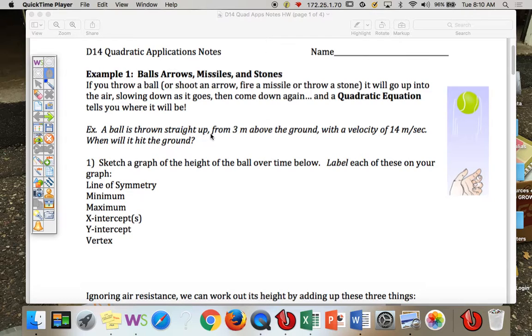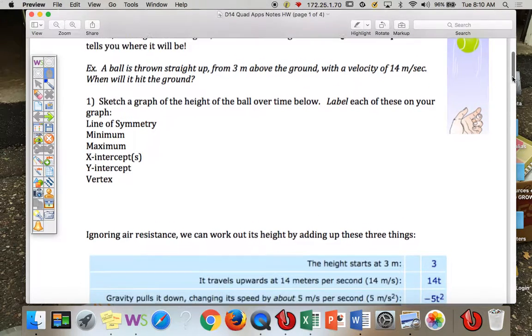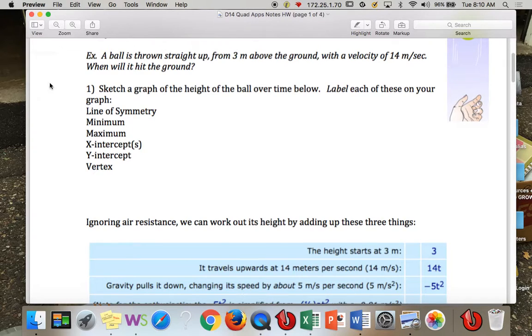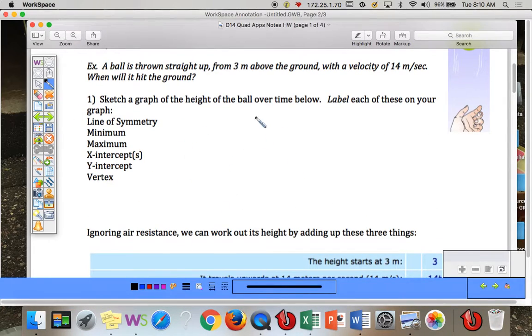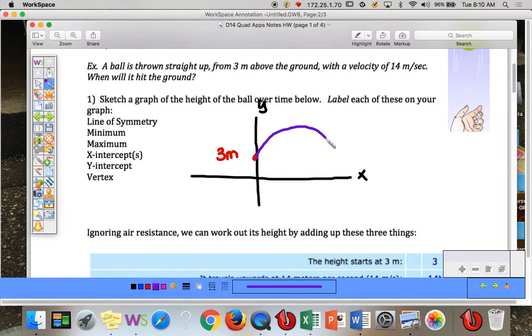A ball is thrown straight up from 3 meters above the ground with a velocity of 14 meters per second. When will it hit the ground? So if we draw a picture of what this will look like, here would be our x-axis and our y-axis. And let's say we started 3 meters above the ground. Our ball is going to go up and then down. And we're going to look for where it hits the ground. So this is our x-intercept. This is our y-intercept. Here's our maximum. Here's our line of symmetry right here. I didn't draw my line very well.